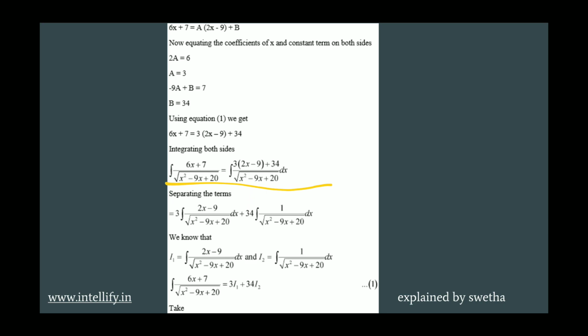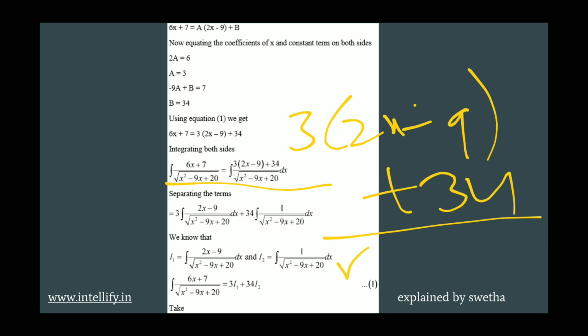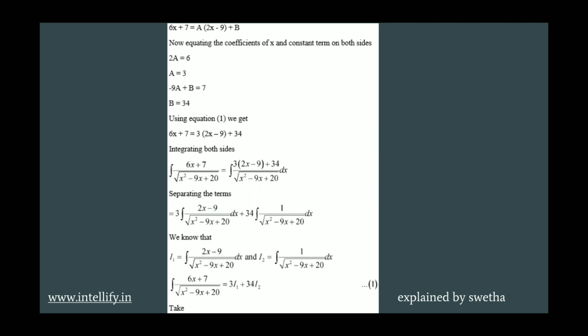So this can be substituted in the integral of 6x plus 7 divided by root over x square minus 9x plus 20 into dx, that equals the integral of 3 into (2x minus 9) plus 34 divided by root over x square minus 9x plus 20 into dx. On separating the terms, this becomes 3 into integral of (2x minus 9) divided by root over x square minus 9x plus 20 into dx, plus 34 into integral of 1 by root over x square minus 9x plus 20 into dx.